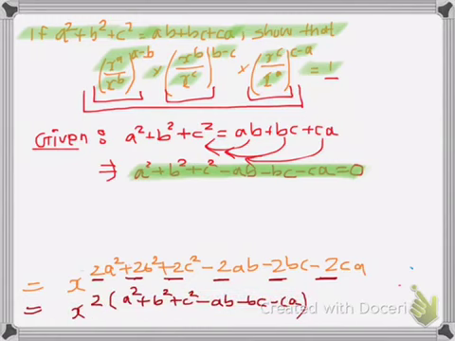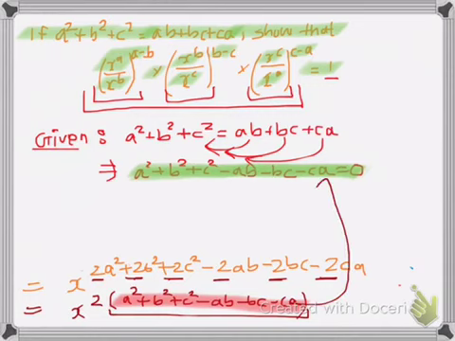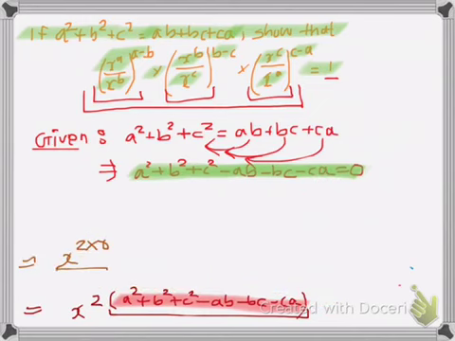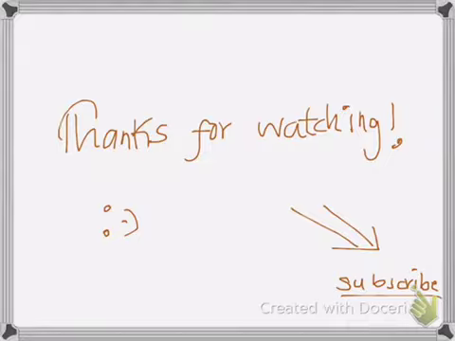Now, this part over here in the power, a squared plus b squared plus c squared minus ab minus bc minus ca, we can compare with the given information, which is equal to 0. So in place of this red highlighted part, we can write 0, which gives us x to the power 2 times 0, which is x to the power 0, and it is equal to 1. So yes, we proved what the question wants us to prove. I hope you got the concept, and thanks for watching.